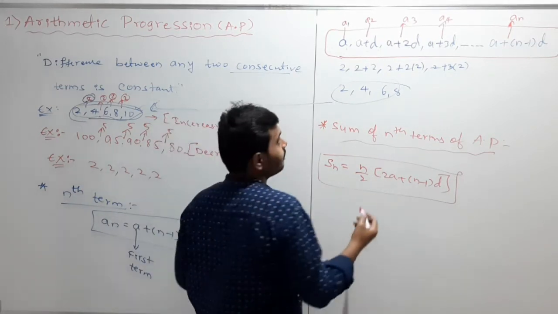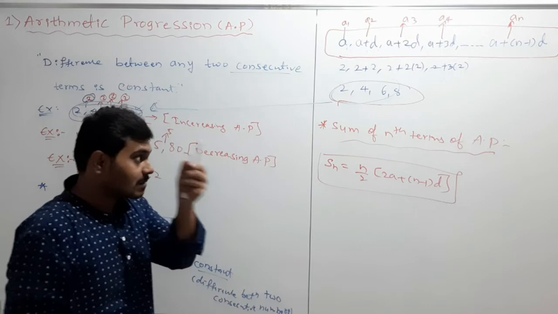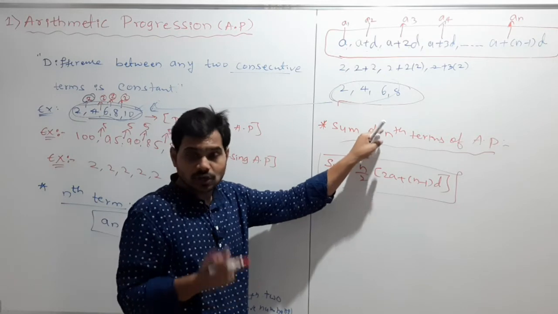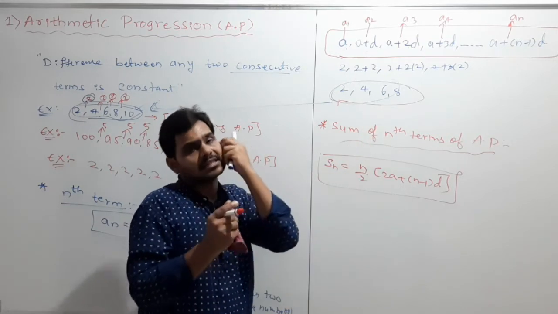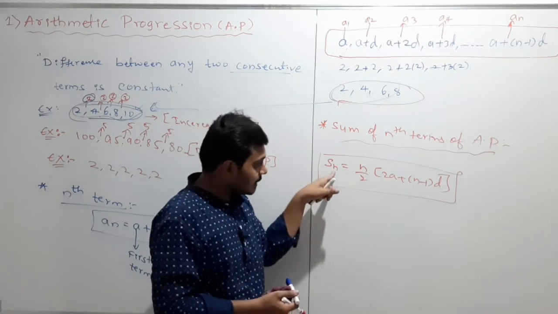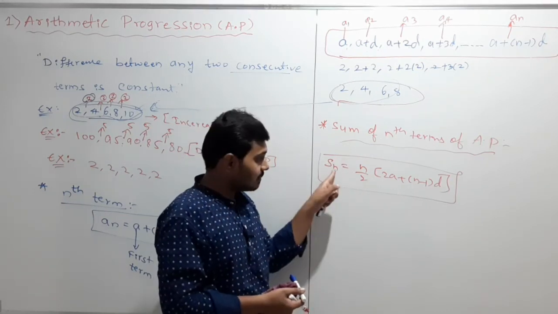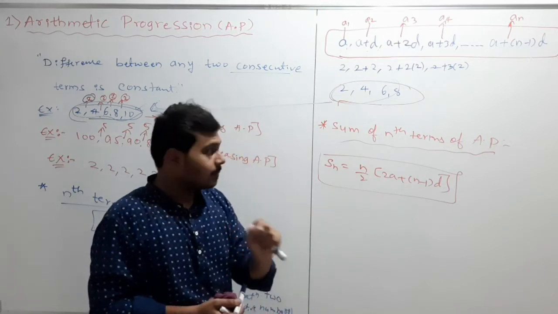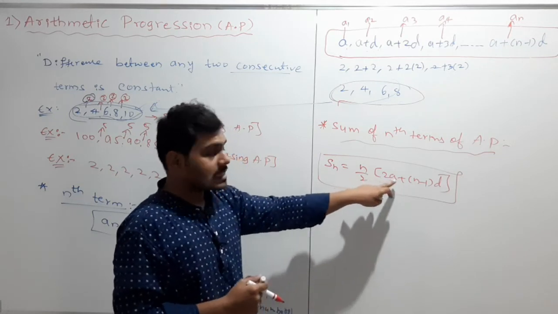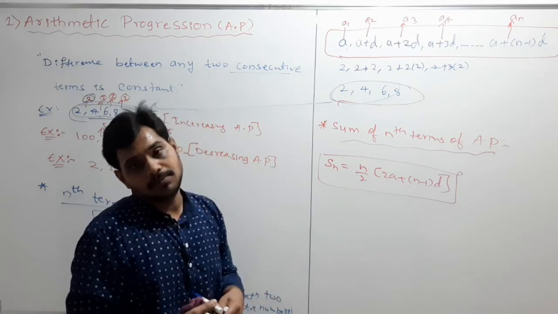Say for example, if I wanted the sum of these terms, by using this formula we can calculate the sum of 4 terms, or 8 terms, or 100 terms, or 1000 terms, or the sum of n terms. Generally we are writing the formula. If you want the sum of 4 terms, in the place of n we should substitute 4. If I wanted the sum of 1000 terms, in the place of n we should replace it by 1000, and d is the common difference between any two consecutive terms. By substituting, and a is the first term, we can calculate the sum of n terms of the AP. Am I clear?